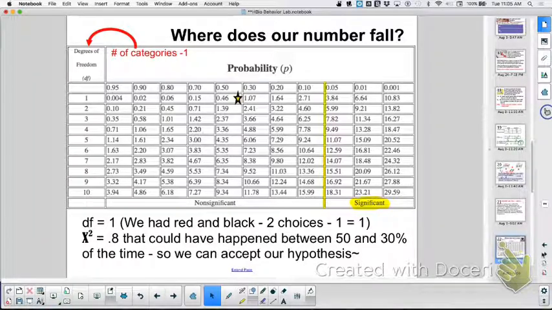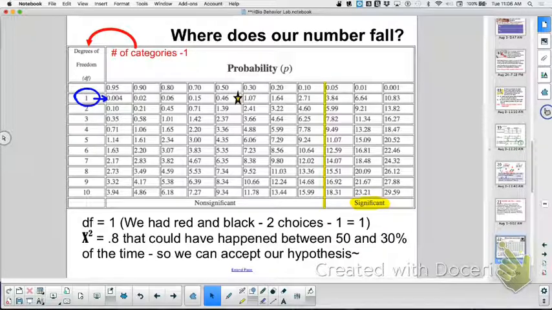Okay. Because we just had red or black, we're going to look right here at degree of freedom 1. This is the row that's important to us. What was our number that we came up with when we did our math? 0.8. Look, if our number was 0.004, that would have happened probably 95% of the time. Then we keep going: 90% of the time, 80% of the time. Here's 0.15, 0.46, then 1.07. So our 0.8 falls somewhere in between those two.